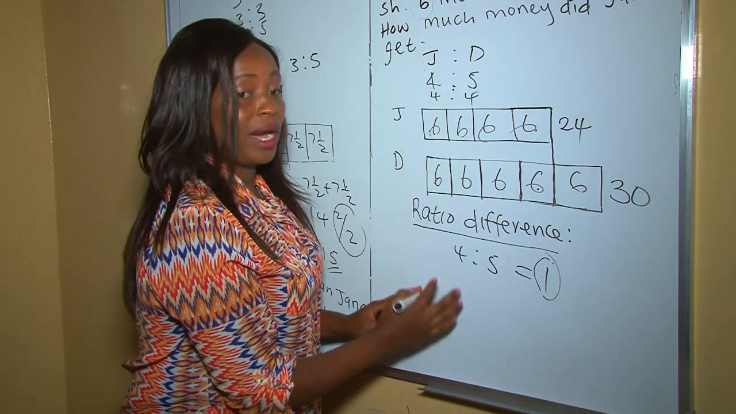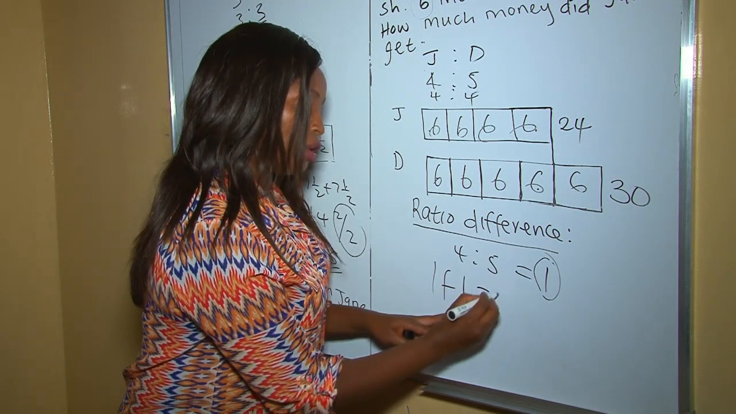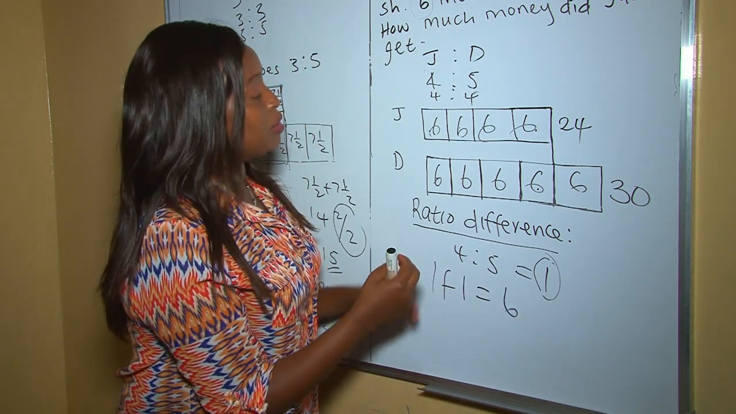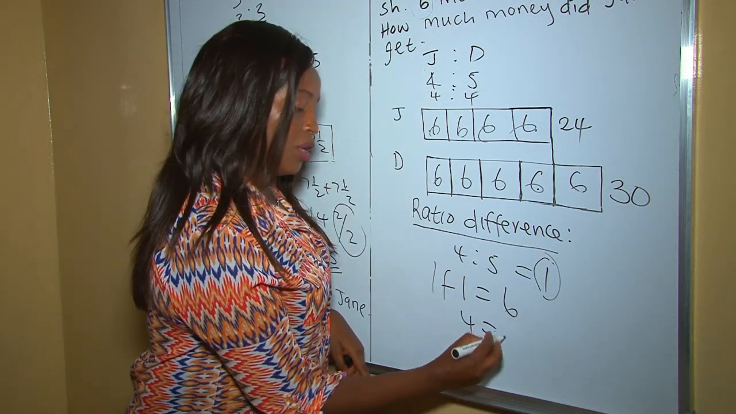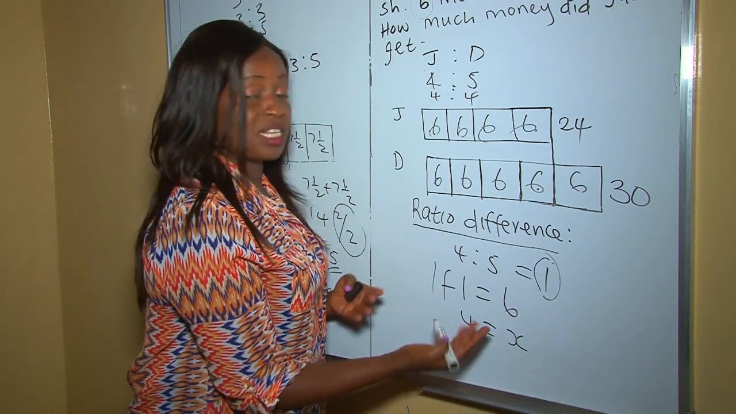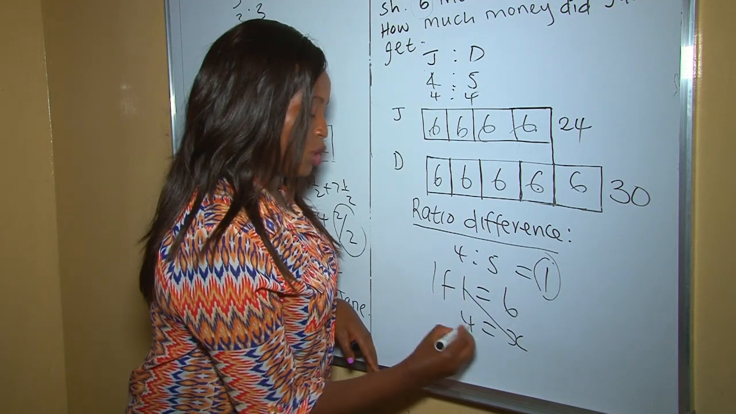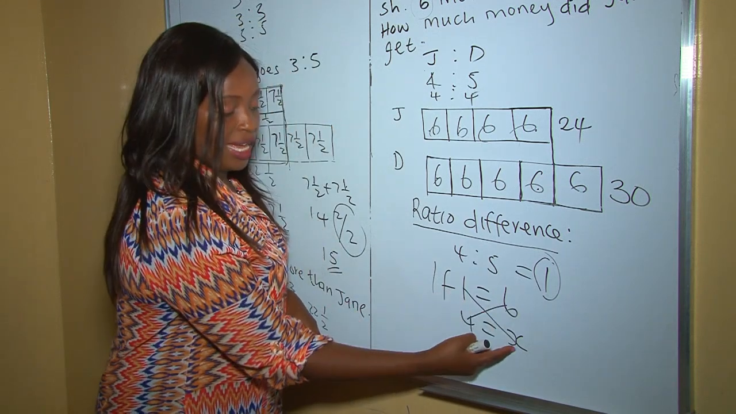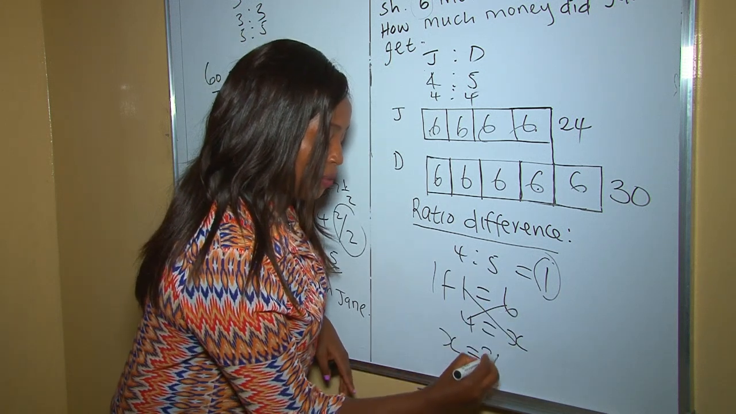So we use the word "if" and then we cross multiply. So if this one is equal to 6, what about 4? We are looking for what James got. So whatever we don't know, we give it a letter like X. That is algebra. You can use any letter, even Y. So once we cross multiply, we shall have X times 1, it's X, and then 4 times 6 is 24.